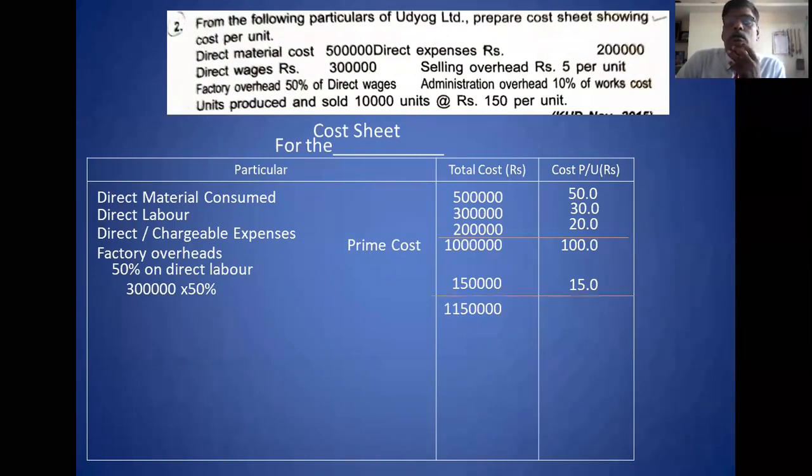Then take the total. 11,50,000 is the total, per unit is 115. Then this is called as factory cost.